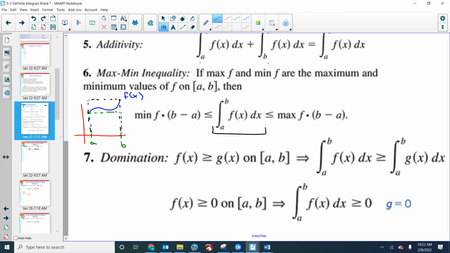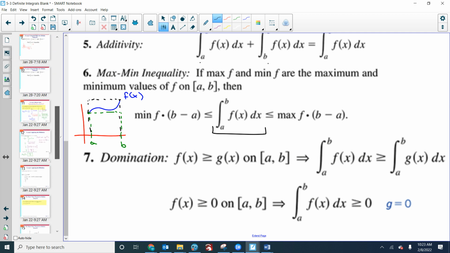Again, domination. If f's graph is always above or equal to g, the area under f is always going to be more or equal to the area under g. That seems pretty logical, doesn't it? All right. Those are your properties. So back to the story.